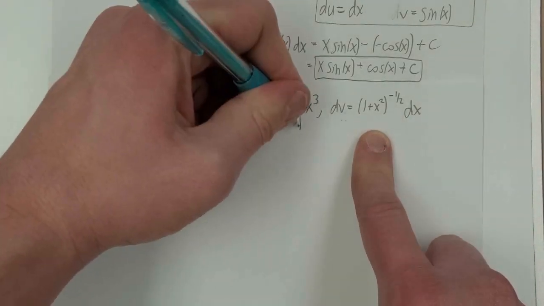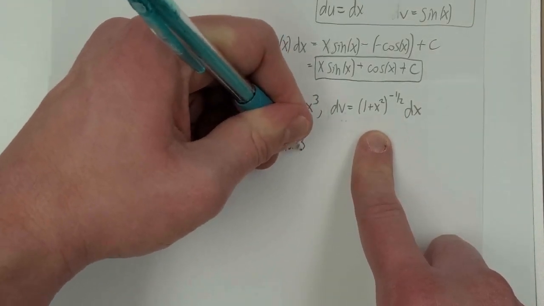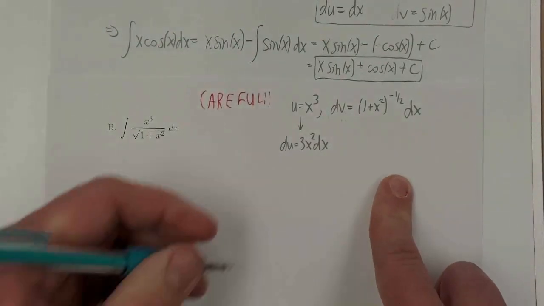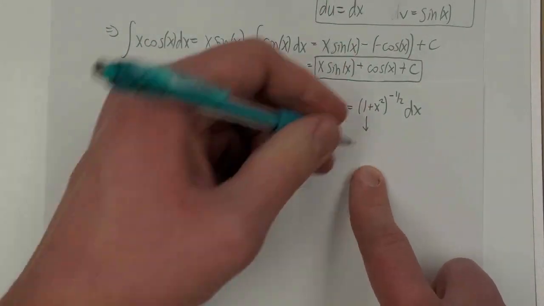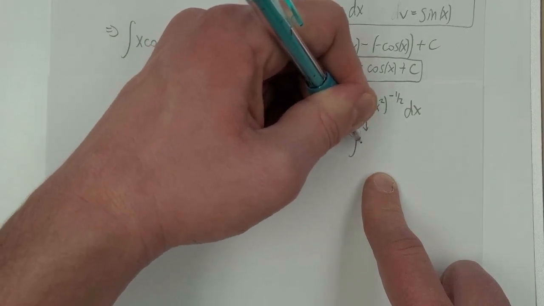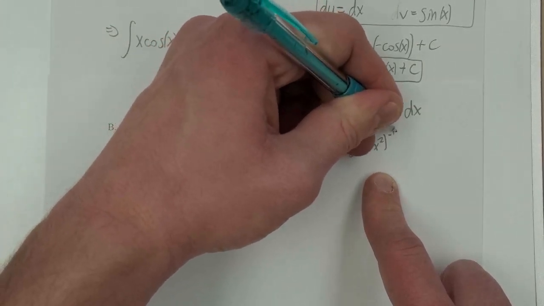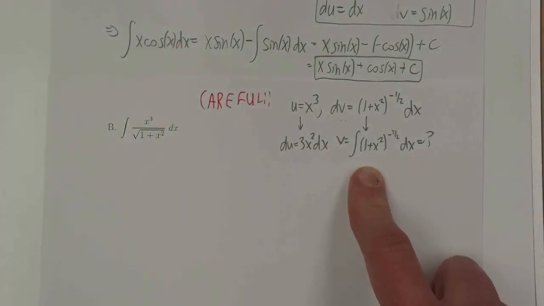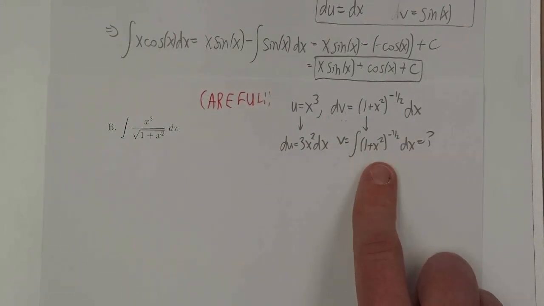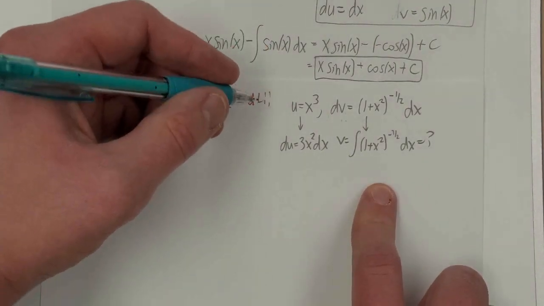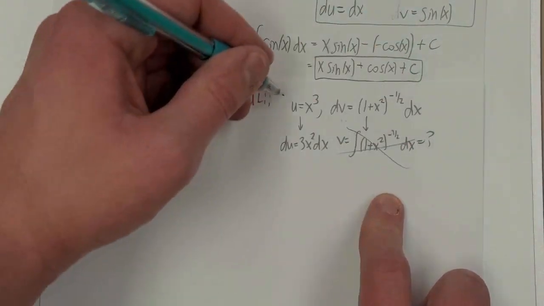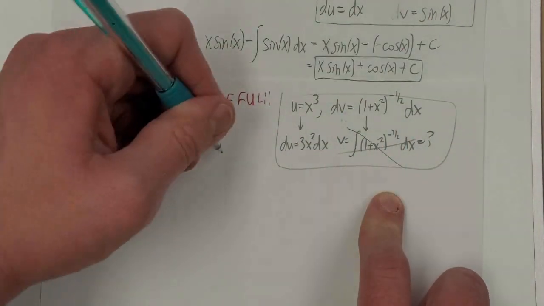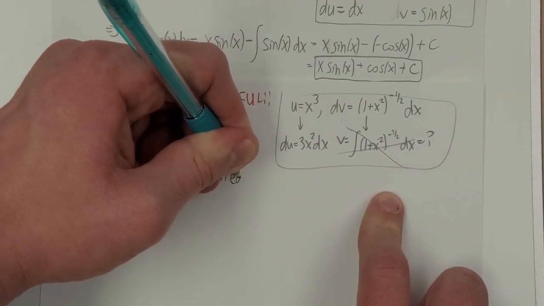Because we know how to integrate du, no problem. That's just 3x squared dx. But we don't know how to integrate 1 plus x squared to the negative 1/2 dx, or at least not with the tools that we already have at our disposal. So we have to be a little bit careful with how we manipulate this. We can't integrate this, so instead, let's try something else.